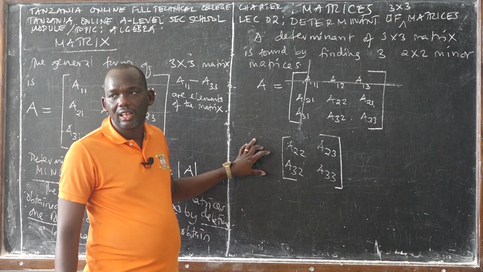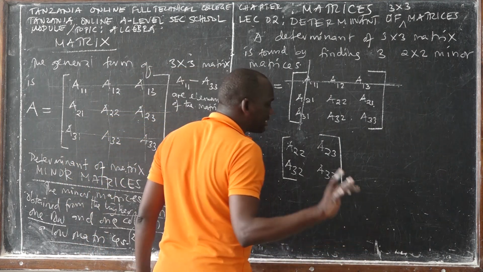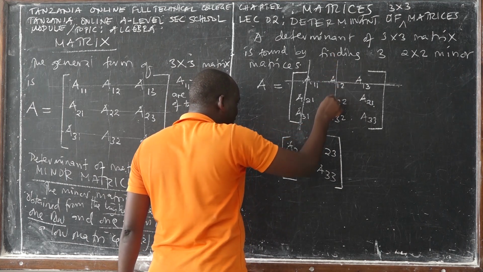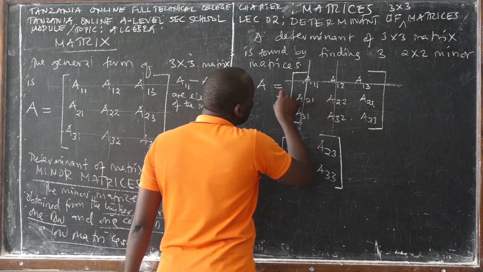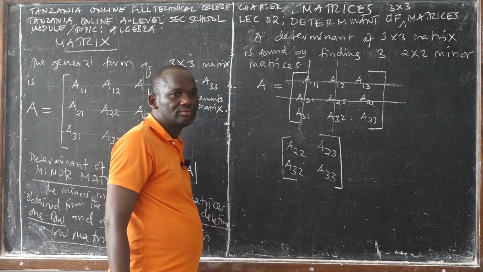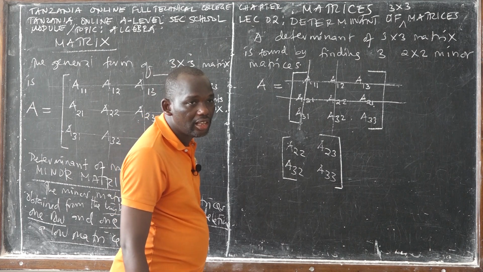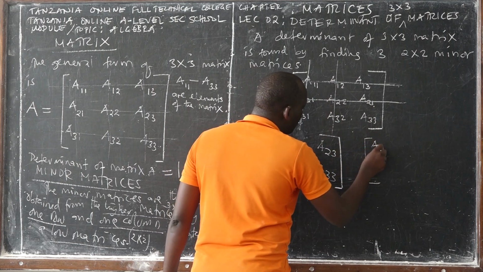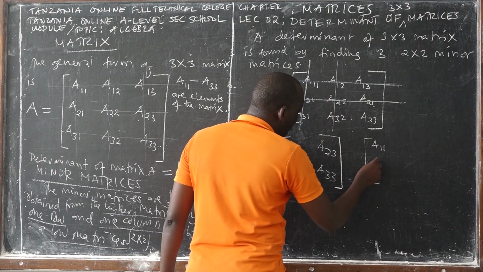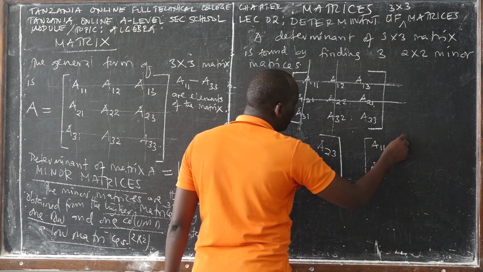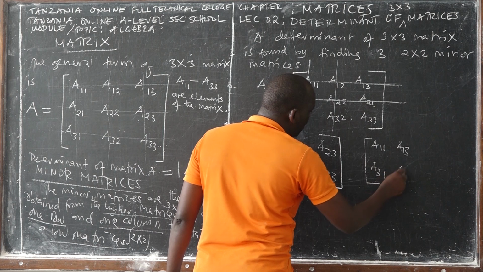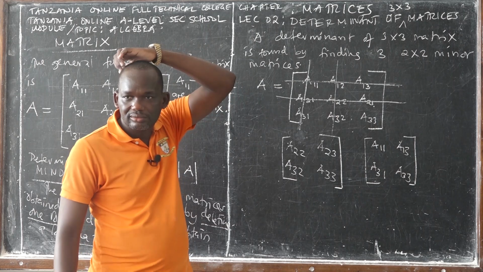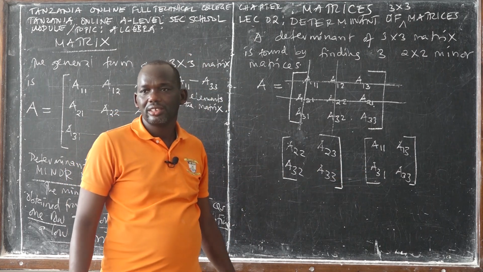Are we together? Yes. We may also find another minor matrix by deleting the second column and the second row. What are the elements that we'll have? A11, A13, A31 and A33. That's all. This is the minor matrix. It's 2 by 2. Class, are we together?